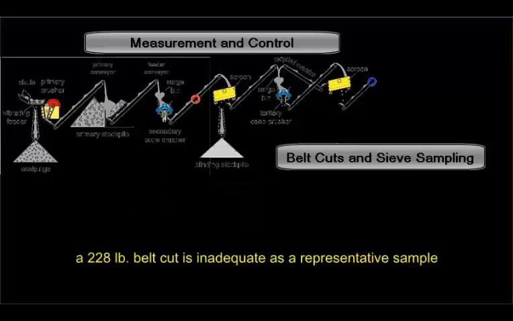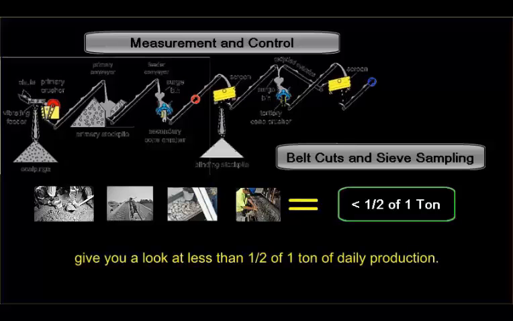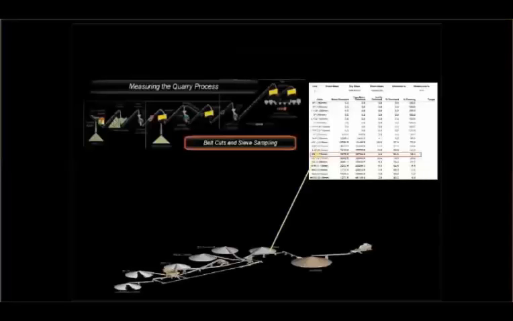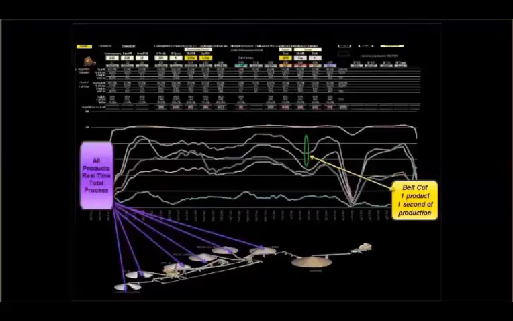The data resulting from a 228-pound belt cut is simply inadequate as a representative sample of the thousands of tons of product produced daily by a plant. Even 4 belt samples would still only give you a look at less than 1/2 of 1 ton of daily production. A belt cut provides only a single gradation snapshot. To achieve definitive production management, QuarryVision continuously records yield, rate and runtime data for the entire process.